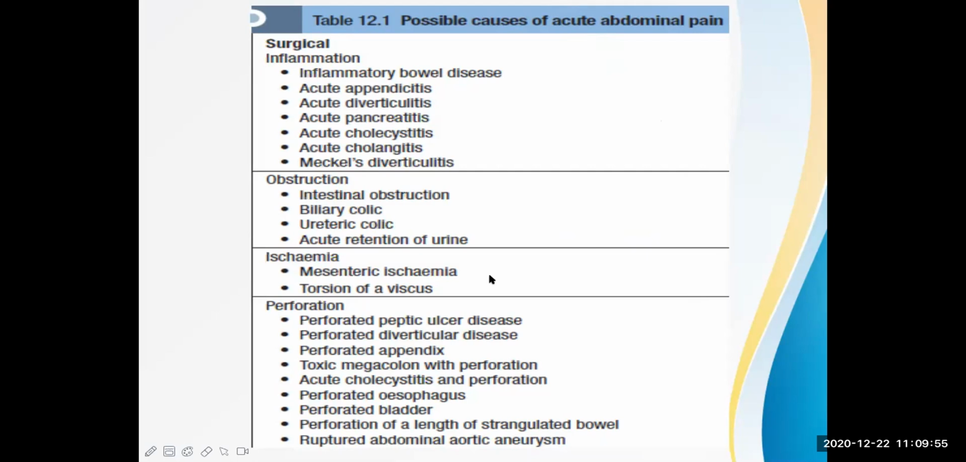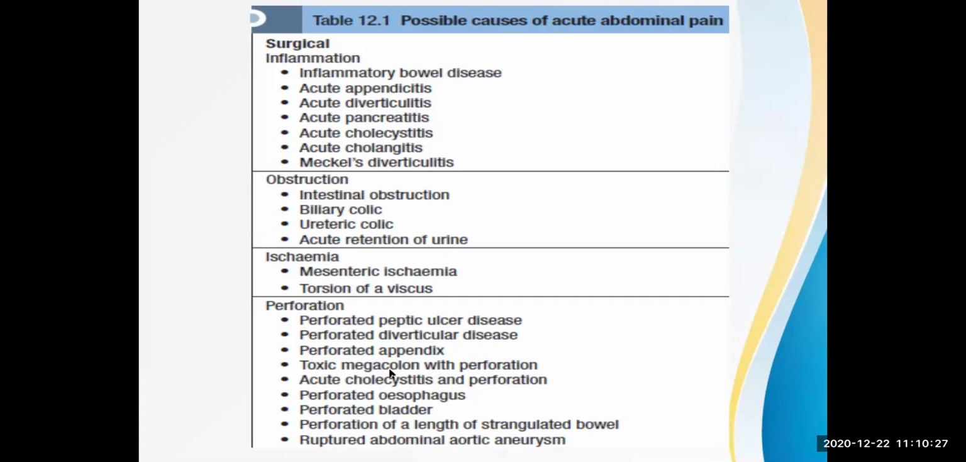Now another one is perforation. Perforation of a peptic ulcer, usually a duodenal ulcer, is common. Perforated diverticular disease: the diverticulum which is inflamed can be perforated easily. Perforation of the appendix is a common complication of acute appendicitis. Toxic megacolon with perforation: toxic megacolon is a complication of inflammatory bowel disease, especially ulcerative colitis.